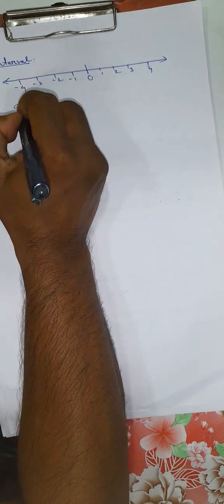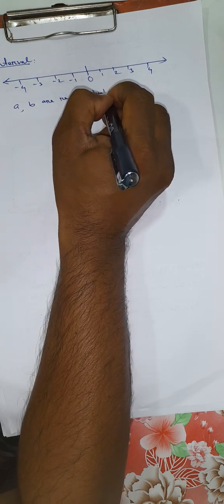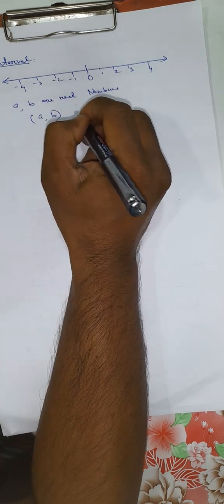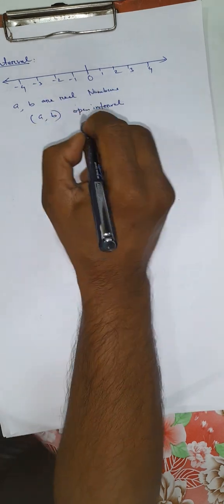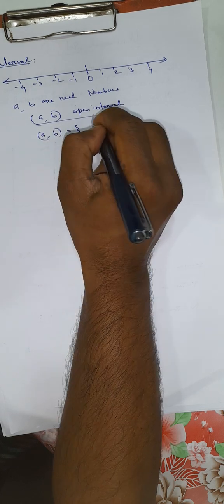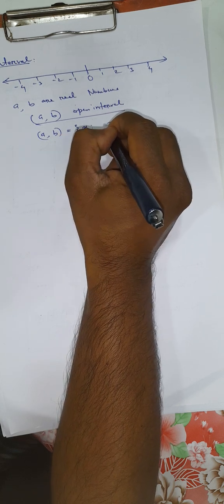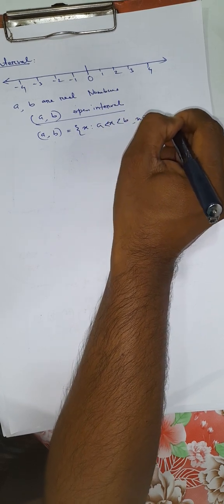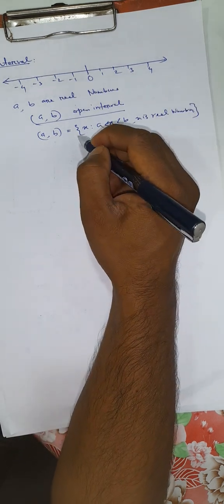Now suppose a and b are real numbers. Now this is called an open interval, and this actually represents the set of numbers x such that x is greater than a but less than b, and x is a real number. This is called an open interval.